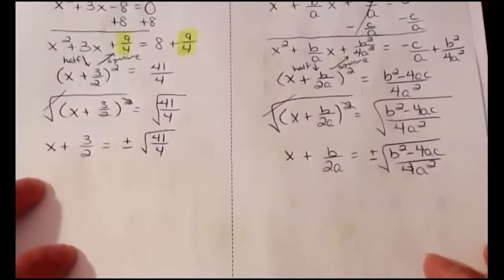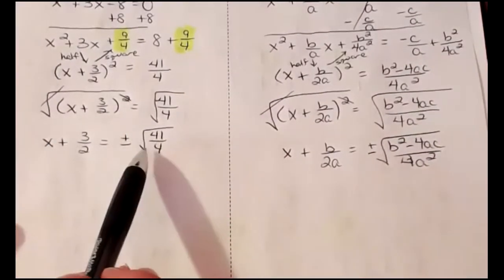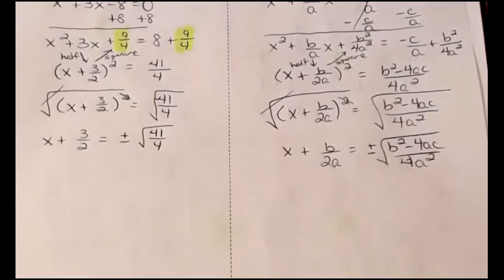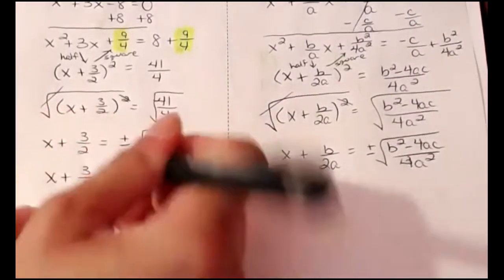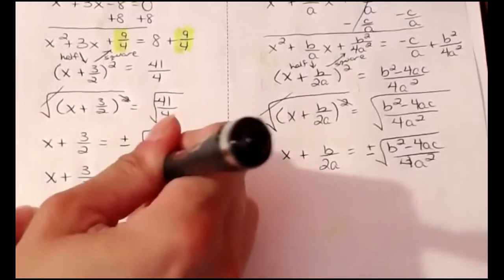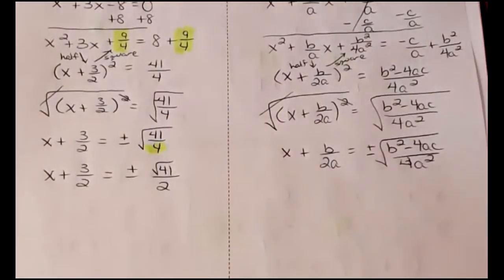Notice on the left-hand side, we have square root of 41 over square root of 4. We know that square root of 4 is a perfect square. So square root of 4 is just 2. So I can say, well, this is x plus 3 over 2 is equal to positive or negative square root of 41 over 2. That's the first thing we can consider, which is actually pretty nice.